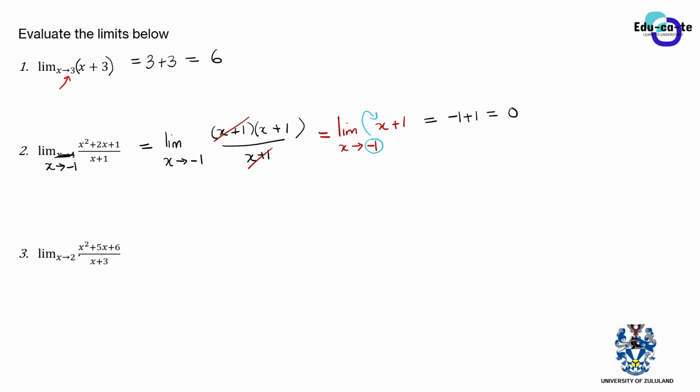Number 3, the limit as x goes towards -3 of x squared plus 5x plus 6 over x plus 3. Now, if you substitute -3 where there is x, this thing is going to be undefined, because on the denominator it will be -3 plus 3, which gives you 0. And once the denominator is 0, you are dead, because this will be undefined.